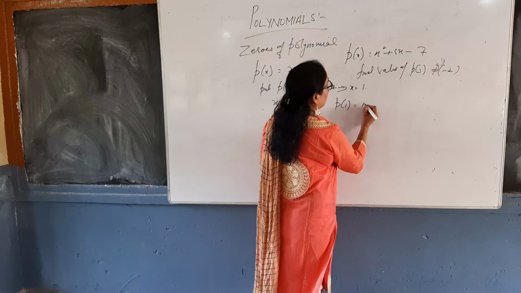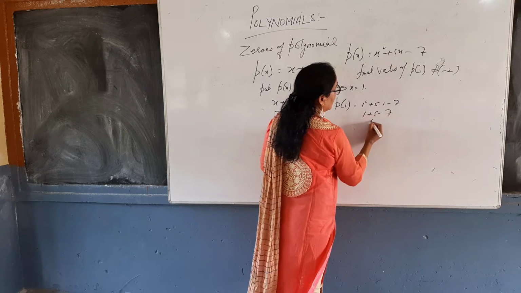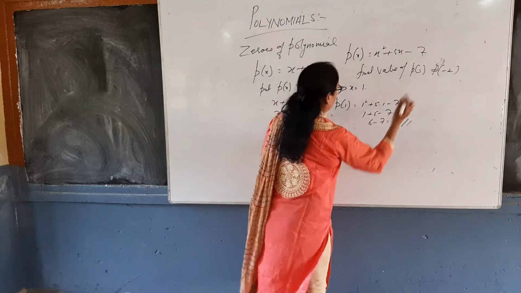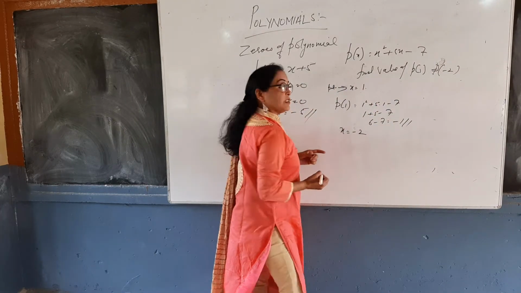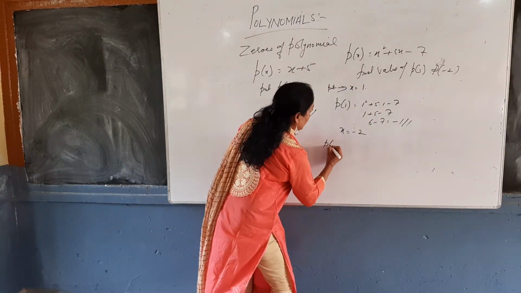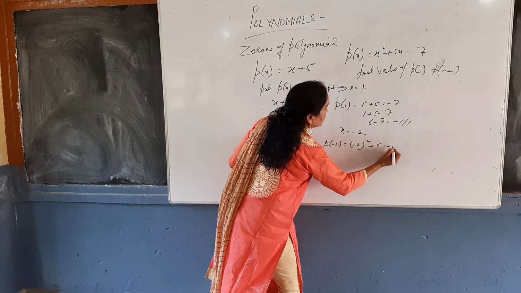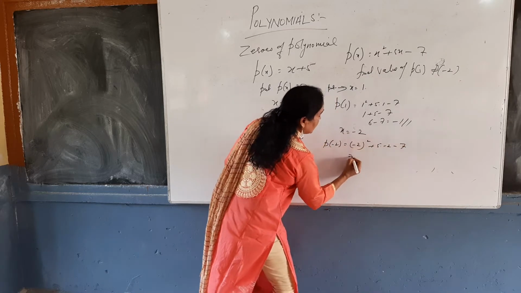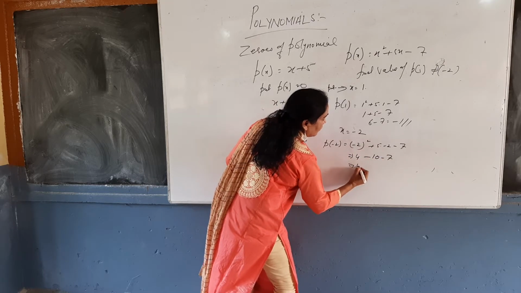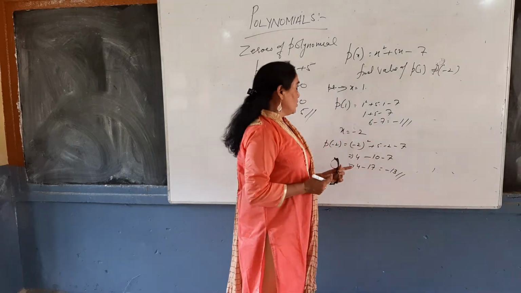So here we will get 1 square + 5 into 1 - 7, that is 1 + 5 - 7, 6 - 7 equal to -2. So this will be the answer. Similarly, p(-2) means we will replace x by -2. So p(-2) is equal to (-2) square + 5 into (-2) - 7. (-2) square is 4, minus 10, minus 7, or 4 - 17, so the answer will be -13.